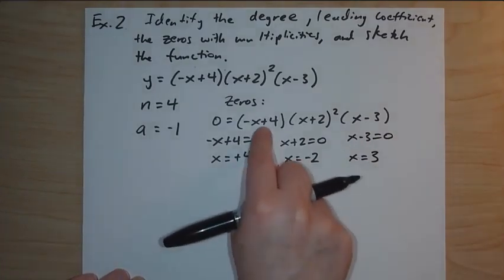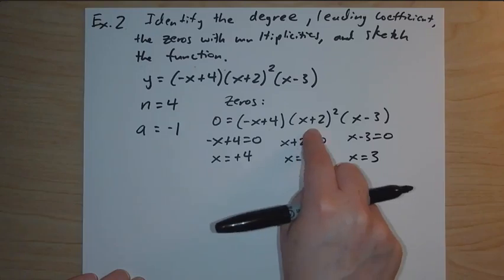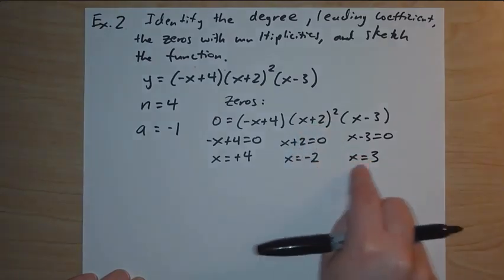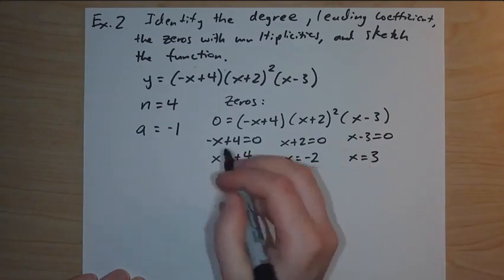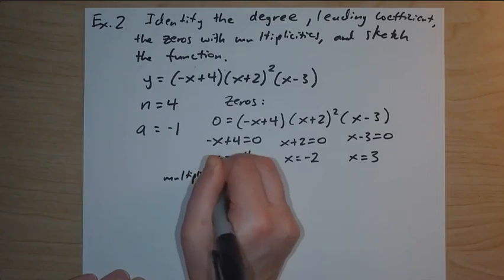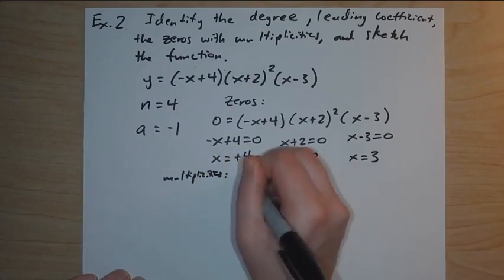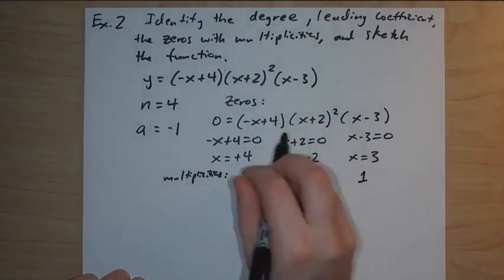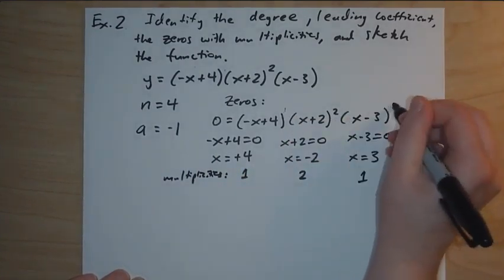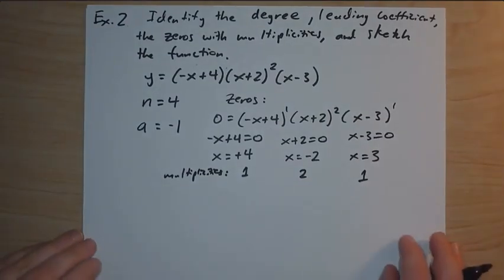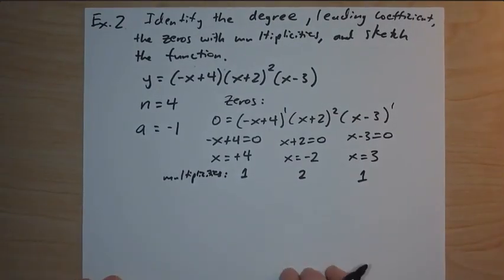And we have only 1 zero for positive 4. We have 2 for x is negative 2, and we have 1 for 3. So our multiplicities are 1 for this zero, 2 for this zero, and 1 for this one, because we have 1 here, 2, and 1, respectively. So we're going to sketch the function now.